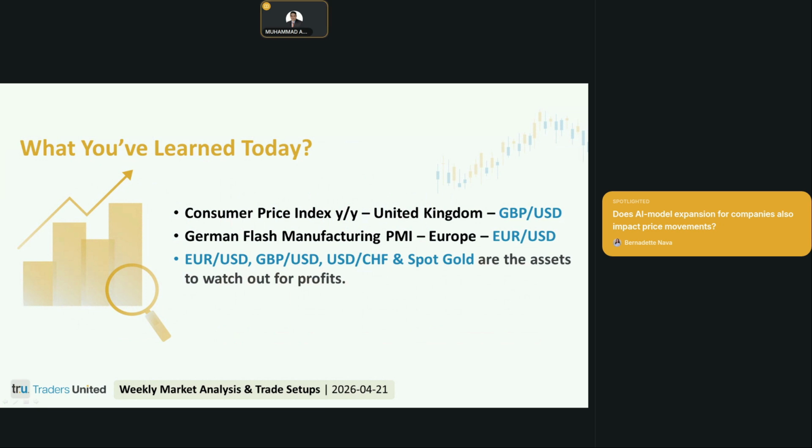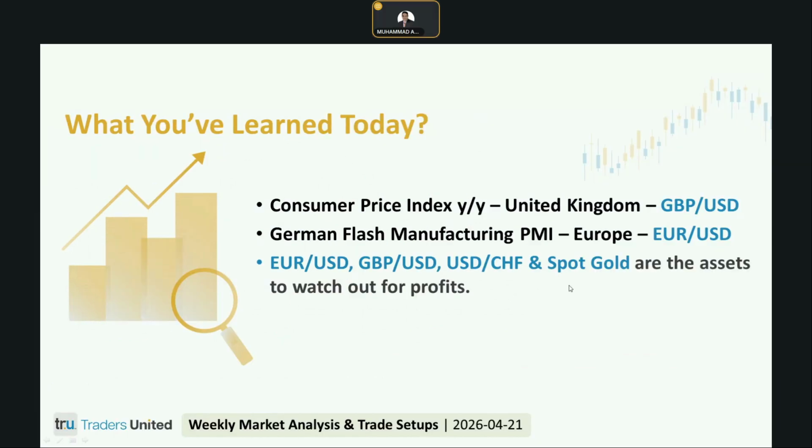So let us review what we have learned today. We discussed the consumer price index, also known as CPI, related to the United Kingdom. And then we also discussed the German flash manufacturing PMI. Also, I discussed EURUSD, GBPUSD, USD Swiss franc, and spot gold. These are the assets to watch out for profits.